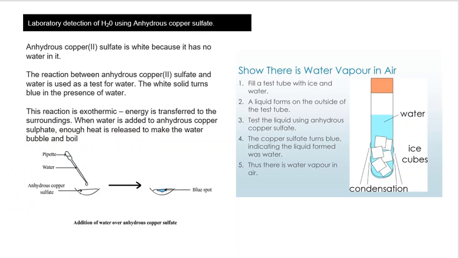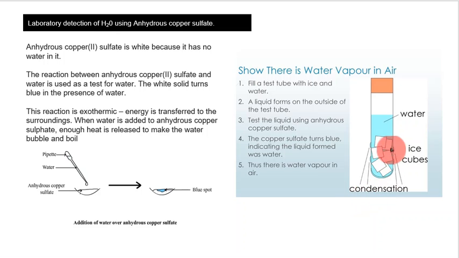Okay, so we can take our anhydrous copper sulfate and put it into a little dish like so, and then if we use a pipette and we add water to it, it'll turn milky. And if you put your hand underneath this as well, the chemical reaction is what's known as exothermic. It'll be warm.